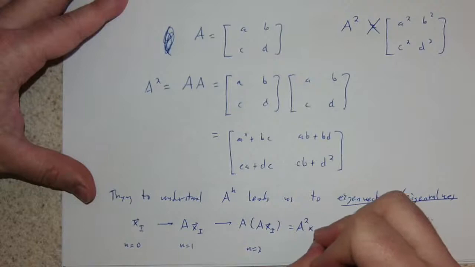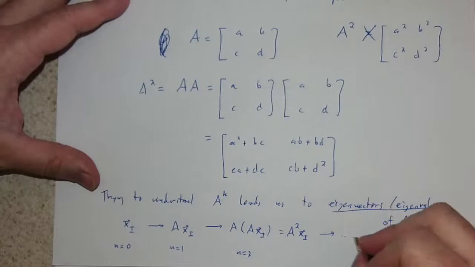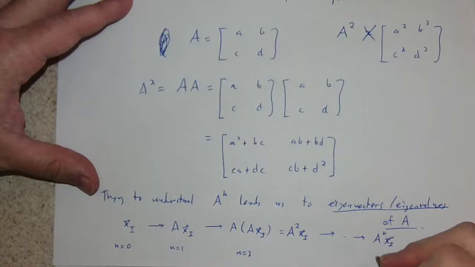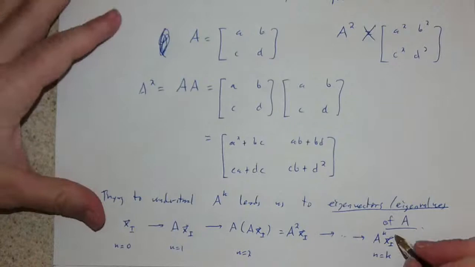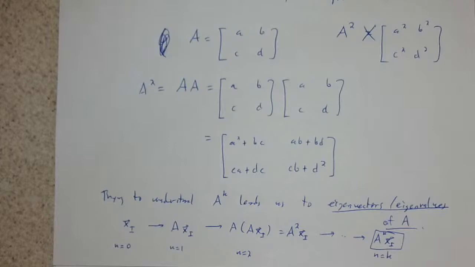And then to go to the next time step, and so on, to go to the kth time step, you would have A to the k times x sub I. That's the n equals k time step. Okay. And so basically, understanding how to figure out what the behavior of A to the k is like for, say, k large, is important because that's essentially you figuring out how this process works, right? And there's a ton of processes that can be modeled in this way. Okay, so that's why this is important to do.